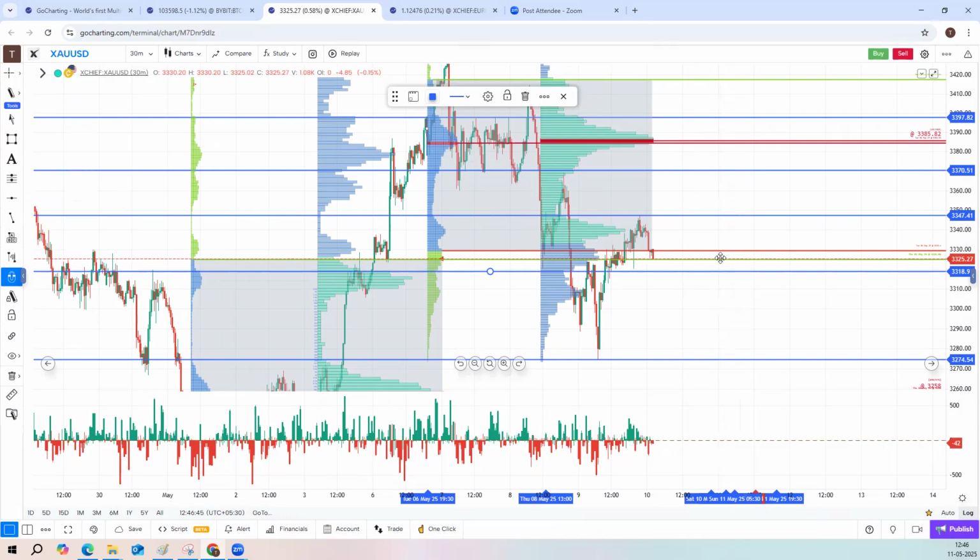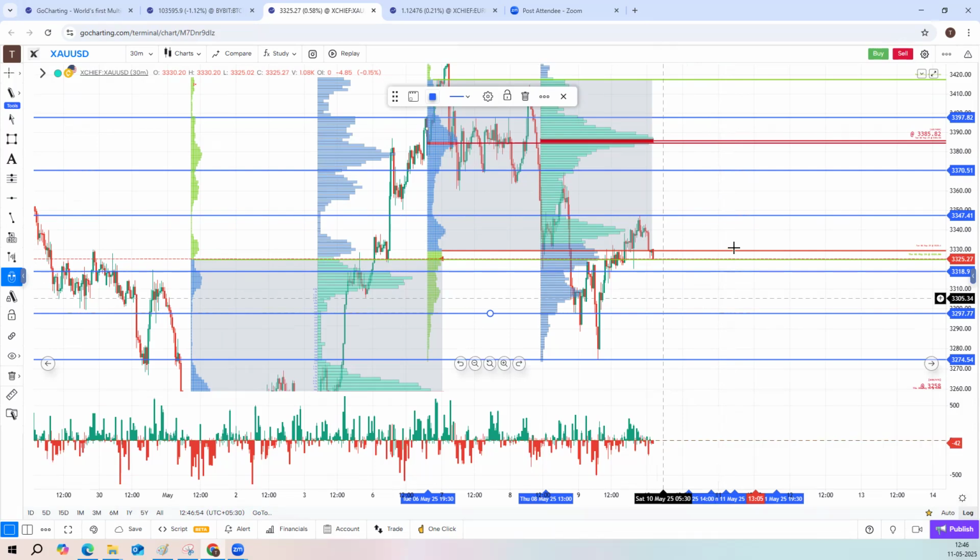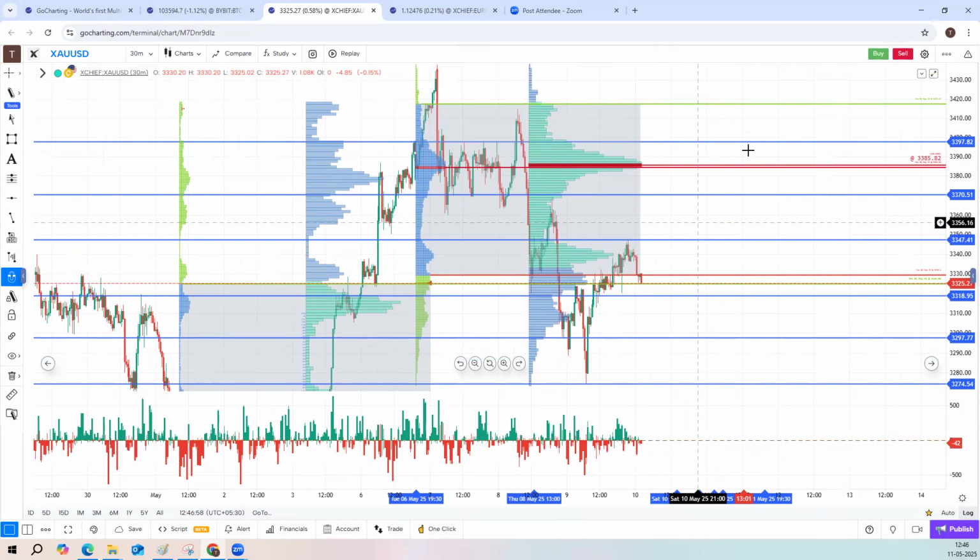Okay. So these are some new value areas we are forming. And then again, there is one more value area. Okay. So one value area, second value area. This is the area of fast movement. And then again, this value area.